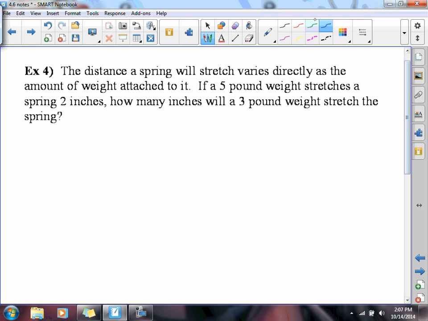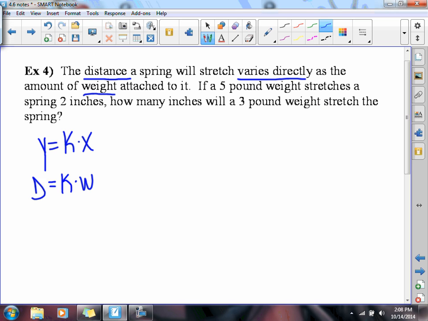Okay, now this first sentence here tells us how to write our equation. It says the distance a spring will stretch varies directly as the amount of weight attached to it. So we're still going to use that y equals k times x equation, except I'm going to modify it just a little bit. It said that the distance varies directly with the weight. So I'm going to make my y into a d for distance. And then when it says varies directly, I need to keep my k times, and then the weight is what I'm going to use in place of the x.